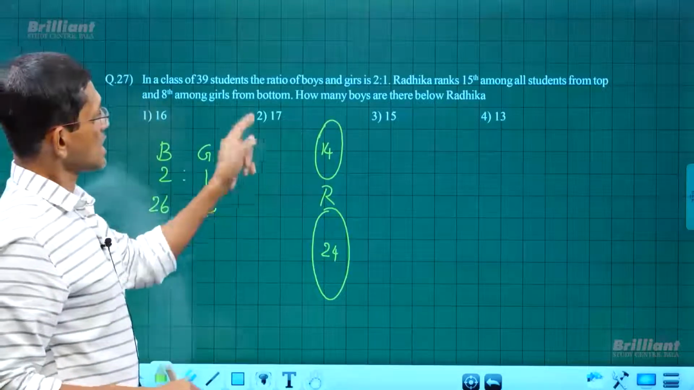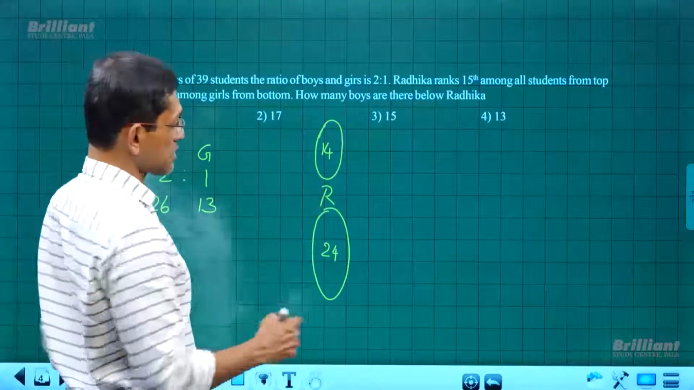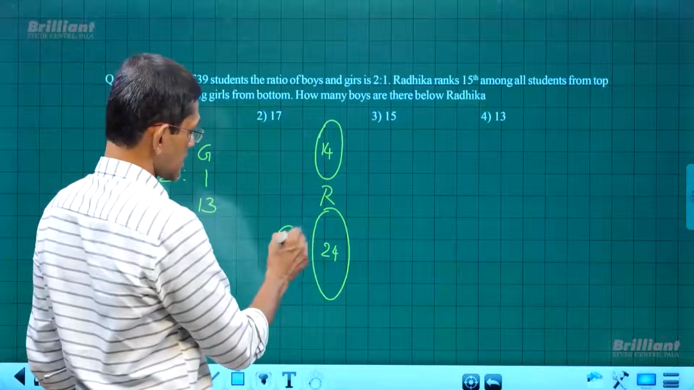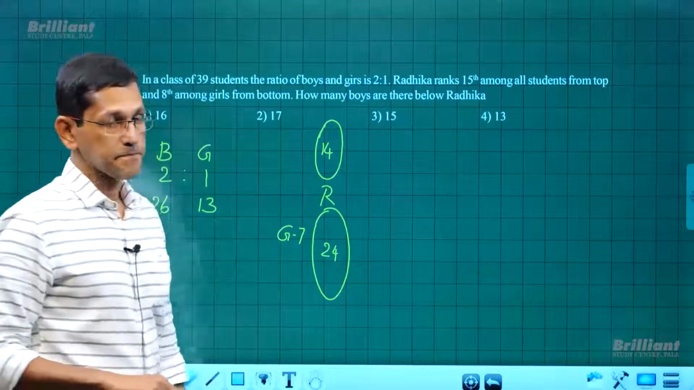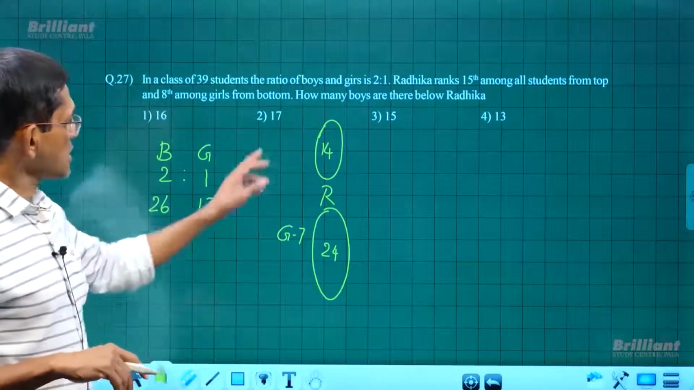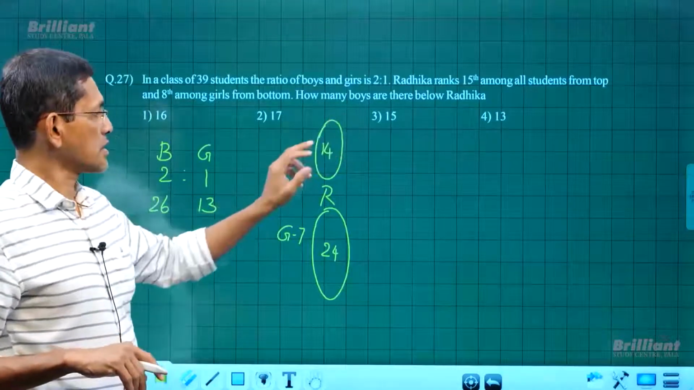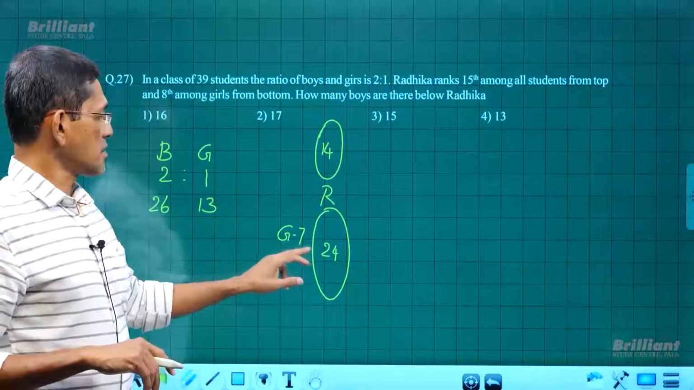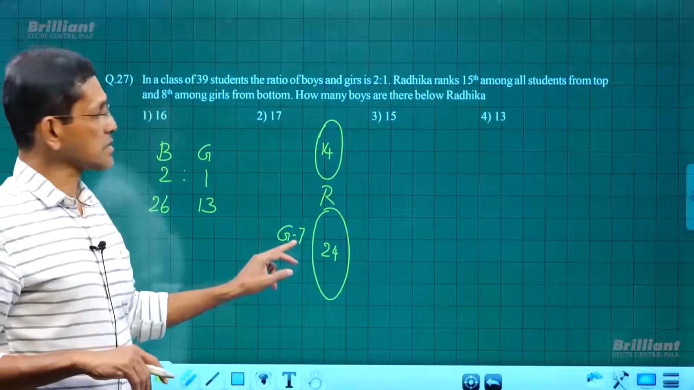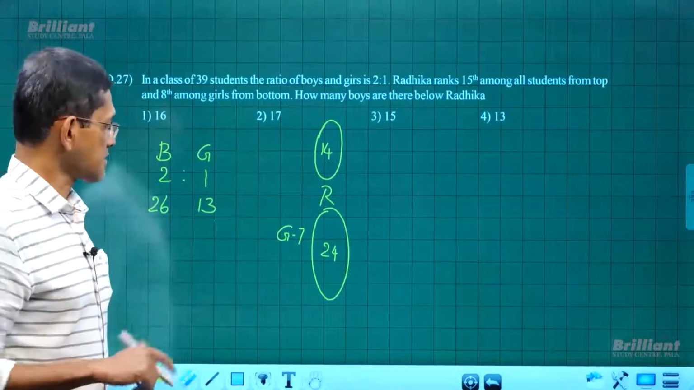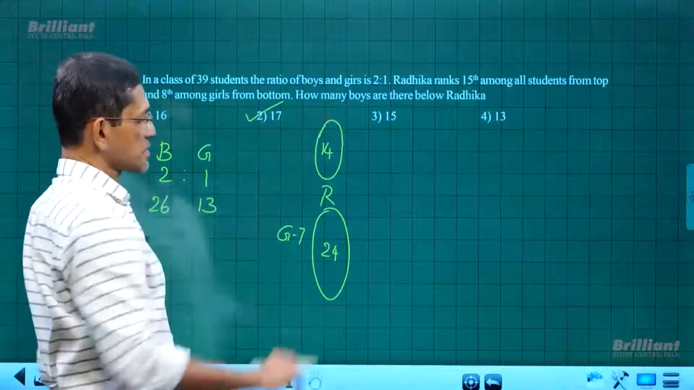Radhika is 8th among the girls from the bottom, which means there are 7 girls after Radhika. So how many boys are there below Radhika? Well, total 24, 7 are girls. The balance must be 17. So 17 plus 7 is 24.